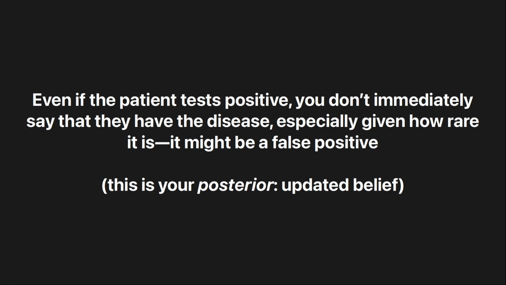Even if the patient tests positive, you don't immediately say that they have the disease, especially given how rare it is. It might be a false positive. Now this is your posterior, which is your updated belief. So we have the 3 parts. We've combined them, and now we have successfully used Bayesian thinking. We thus conclude that the posterior, or our updated belief, is going to be our conclusion. So you conclude that the result might be a false positive given how rare the disease is. This is your updated belief based on the evidence that you got.